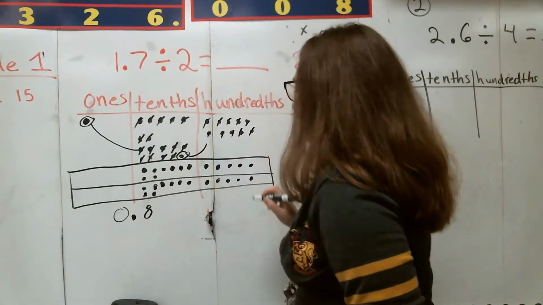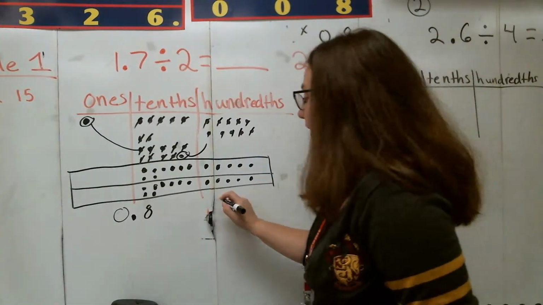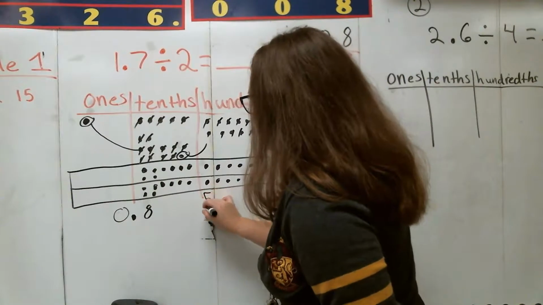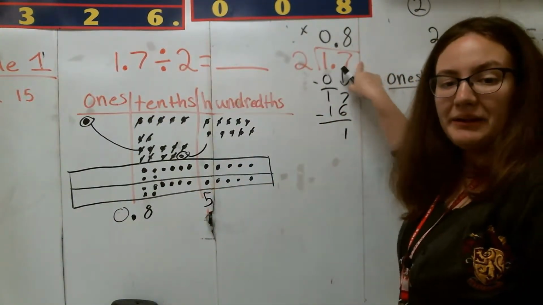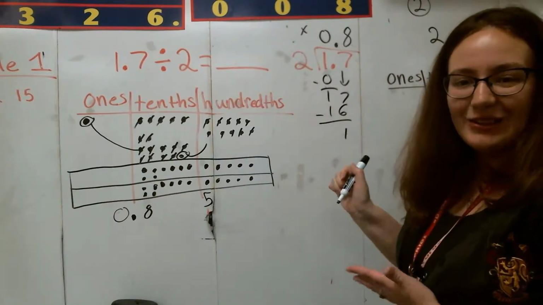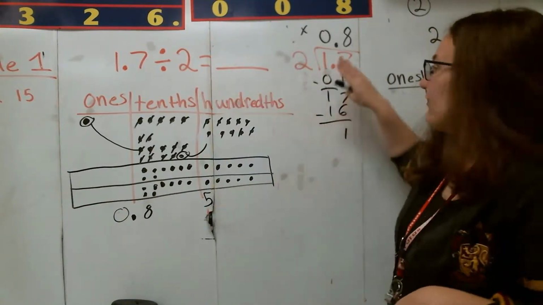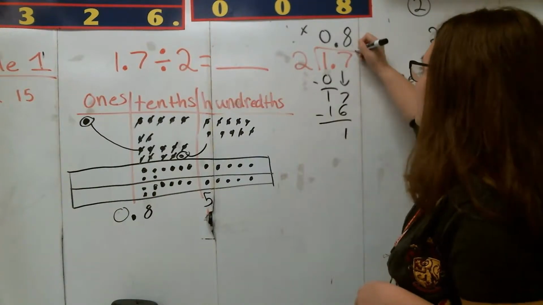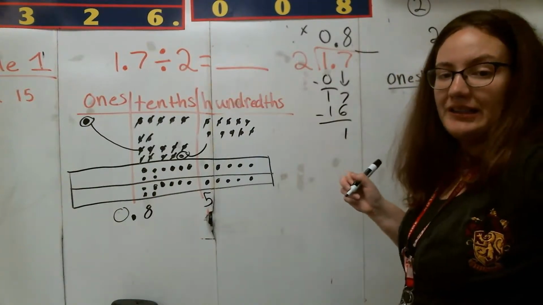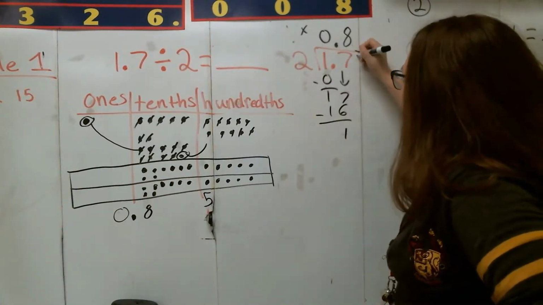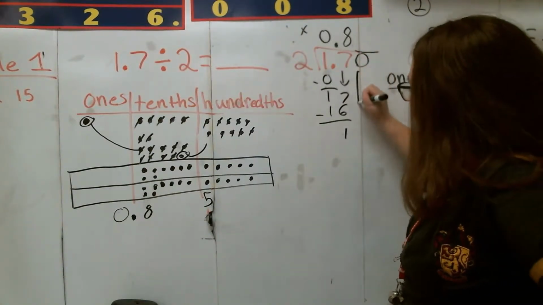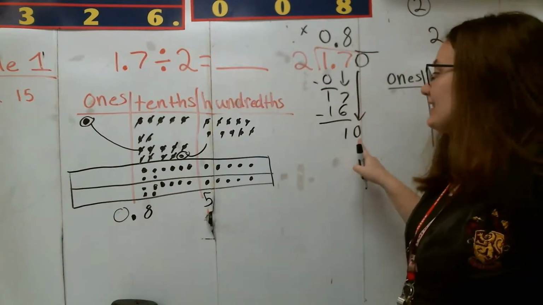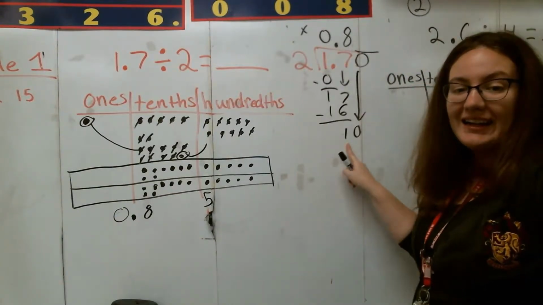I can evenly split everything, and I am left with 5 dots in one of these groups. So I'll have a 5 in my hundredths place. Now over here you might be kind of confused, like how in the world do I get that number 5 up here? Well, I'm going to extend my problem just a little bit, and I'm going to add a 0 right here, because I'm going to bring this 0 down, and this 0 makes this now 10.